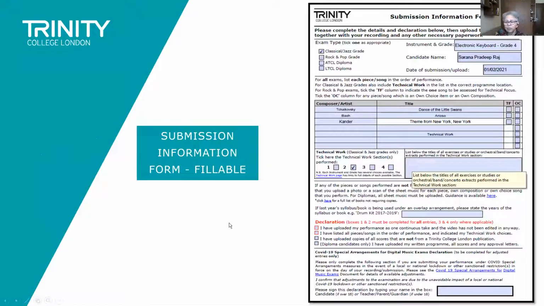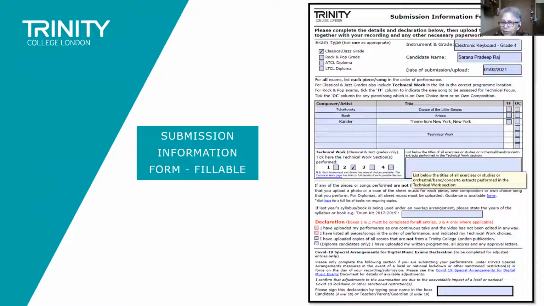Now the submission information form. On the website now, we have a fillable version which you can download, which I did, and I filled this form. You can also download the non-fillable one and print it out, fill it, scan it, and upload it, or take a photograph and upload it. This is a convenient one. You have to tick your classical or jazz, rock and pop, whichever exam you're doing, put the instrument and grade, the candidate name, and the date of the upload or submission.